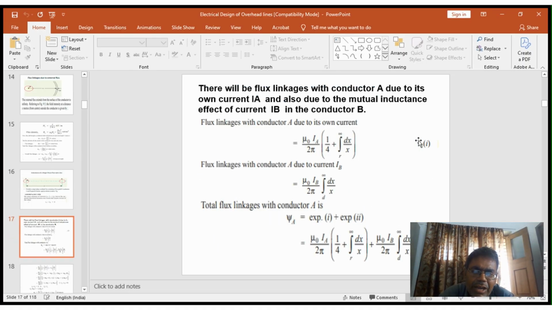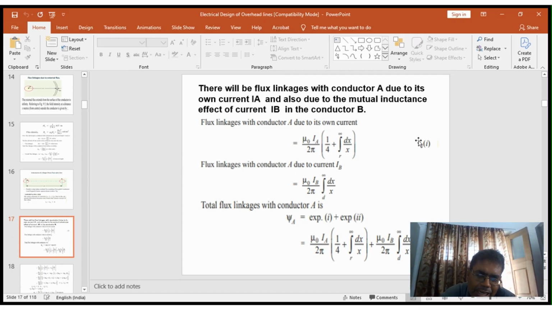The flux linkage with conductor A due to its own current is mu 0 Ia divided by 2 pi into 1 by 4 plus the integral from r to infinity of dx by x. Then flux linkages with conductor A due to Ib. There will be flux linkages with conductor A due to its own current Ia and also the mutual effect of current Ib on the conductor. Then add these two equations, and we get the total flux linkages with conductor A, mu 0 Ia divided by 2 pi into 1 by 4 plus the integral of r to infinity of dx by x.